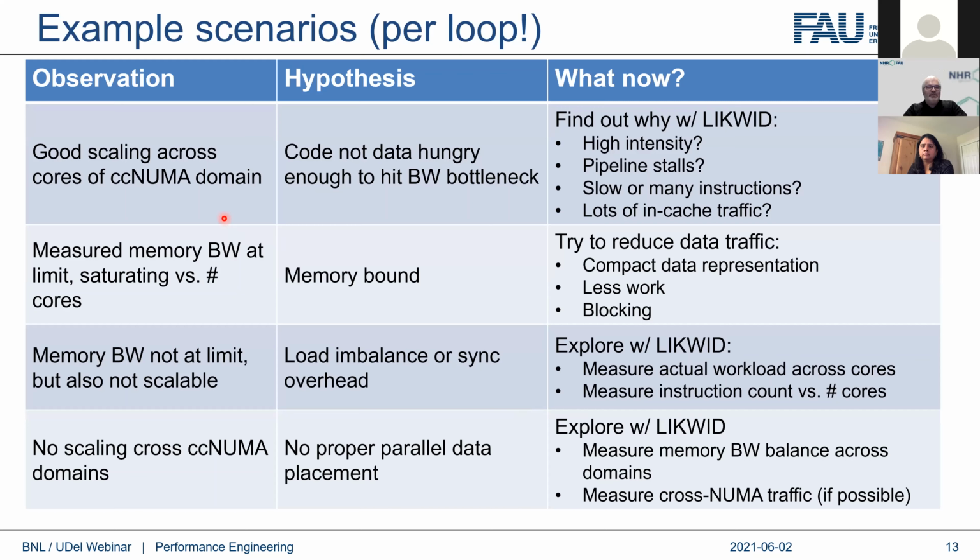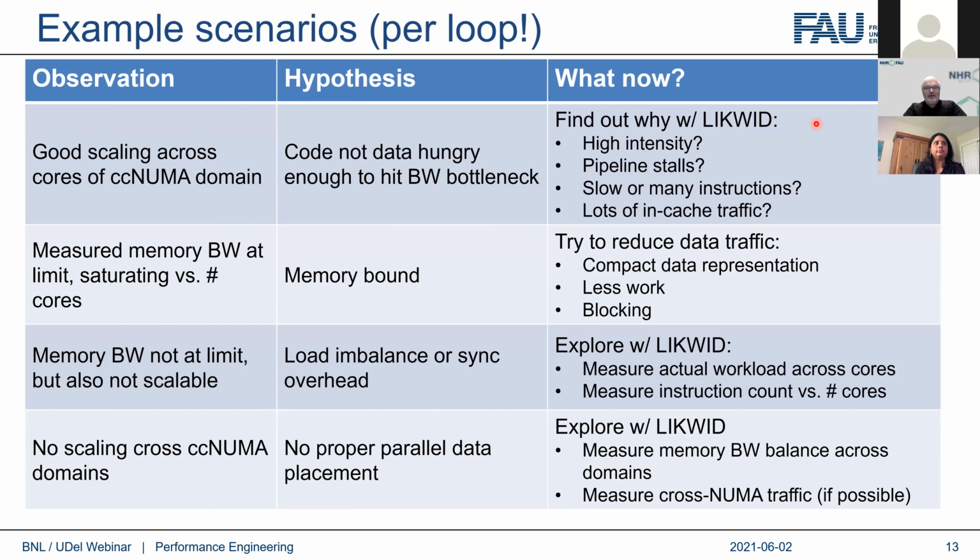So for example, I could observe a good scaling of performance across the cores of a NUMA domain. Okay, the hypothesis I have about this is the code is not data hungry. It's not data hungry enough to hit the bandwidth bottleneck. All codes need data, but this code just doesn't need enough data to hit the bandwidth bottleneck.